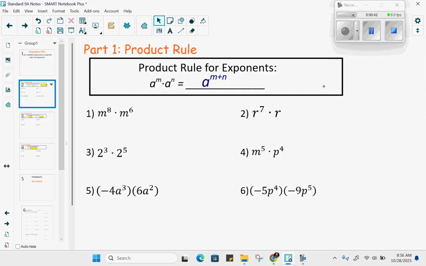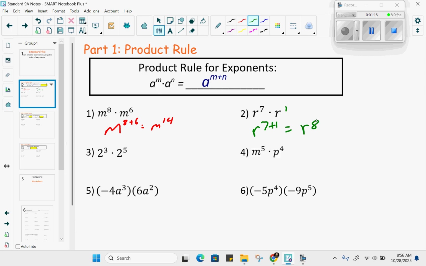So here's our first one. We have M times M to the 8th times M to the 6th. We're going to do 8 plus 6, M to the 14th. Next one, we have R to the 7th times R, or we could really think of it as R to the 7th times R to the 1st. Let's write our base. We're going to do 7 plus 1. That's going to be R to the 8th.